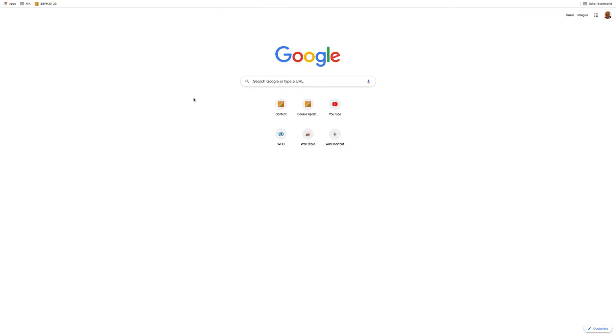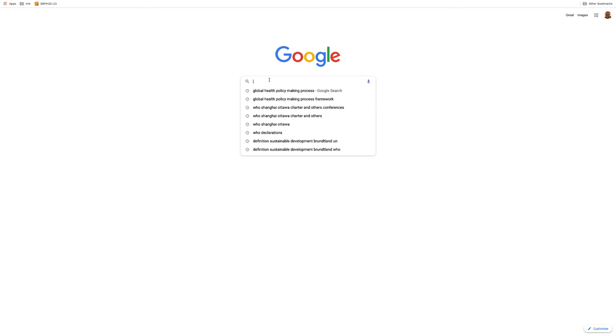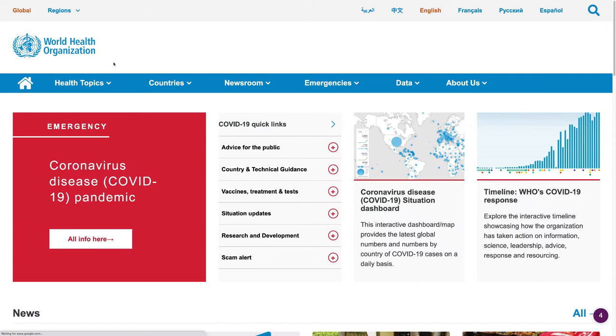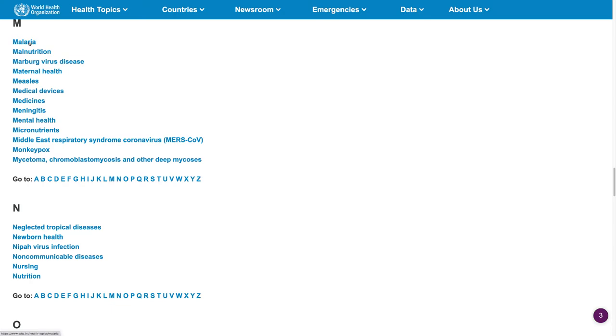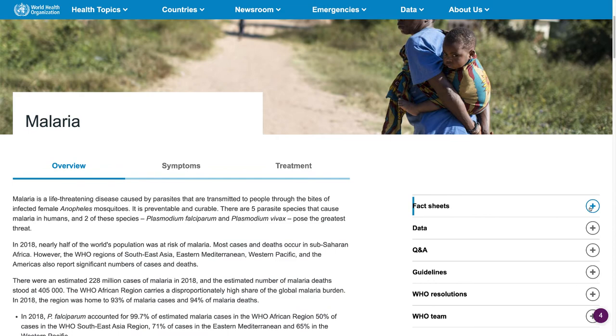Where can we find international statistics that can help to inform policymaking at the global level? The first place to look at is the World Health Organization website. So if we type in WHO and we go to the World Health Organization website, we can see that we can find information on health topics. So if we were interested, for example, in malaria, we can go to M, look up malaria, and here we have an overview and a range of fact sheets and other information here.